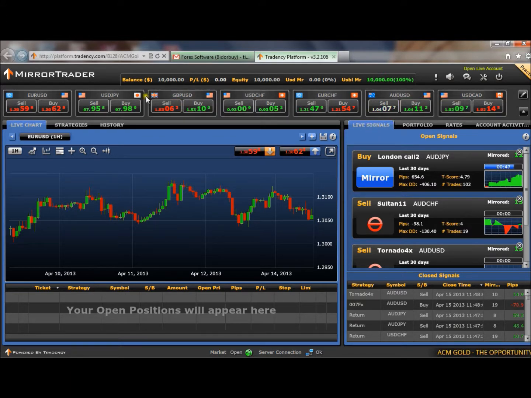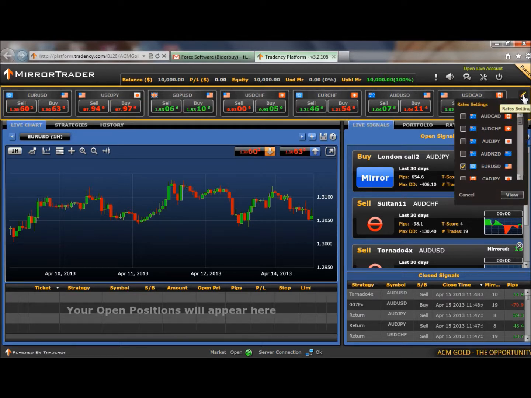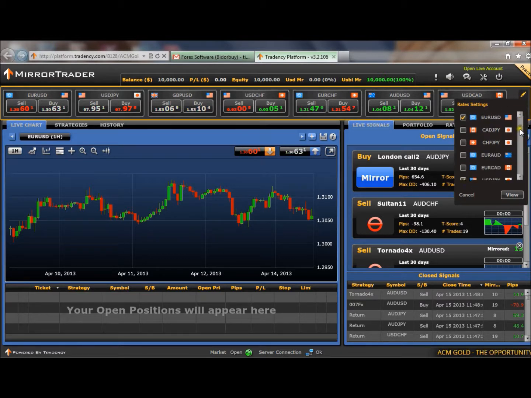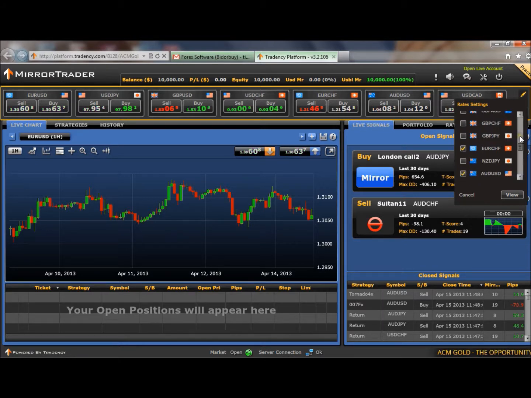Alright, so you'll see here only a few currency pairs. If you click on the pair next to that, you can add and remove them. So you can see at the moment the ones that are checked are the ones that are showing. So let's uncheck one of these. That means we'll remove it, and let's go and add another one.